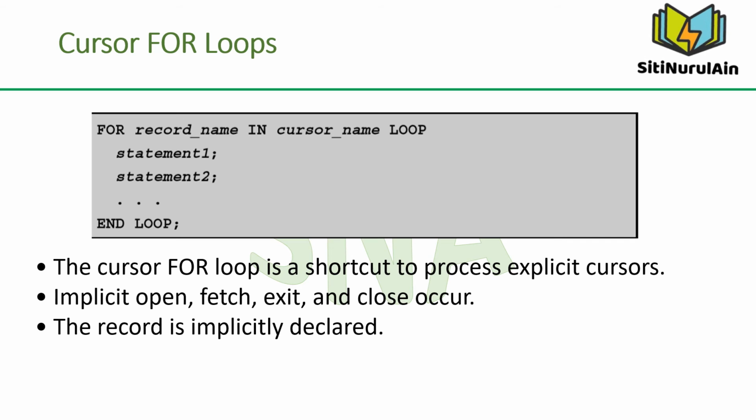The cursor FOR loop is a shortcut to process explicit cursors. Implicit open, fetch, exit, and close occur. The record is implicitly declared.